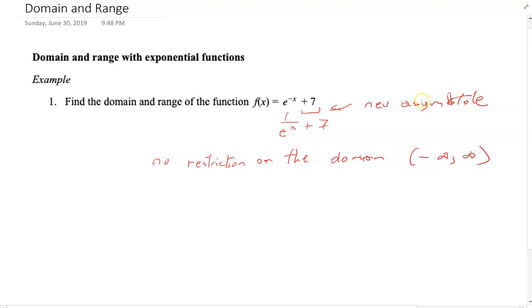Which means that because this is a function which was above the x-axis to begin with, and we shifted it up 7, then our range will begin at 7. And because 7 is an asymptote, it will not include 7. The function goes from 7 to infinity.